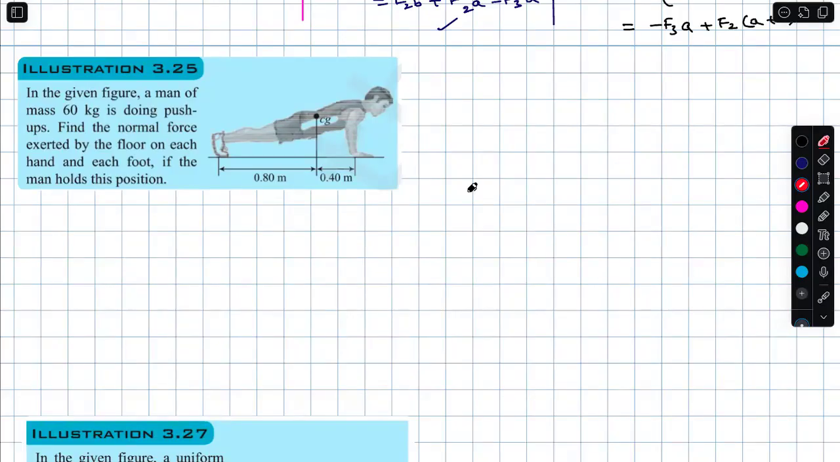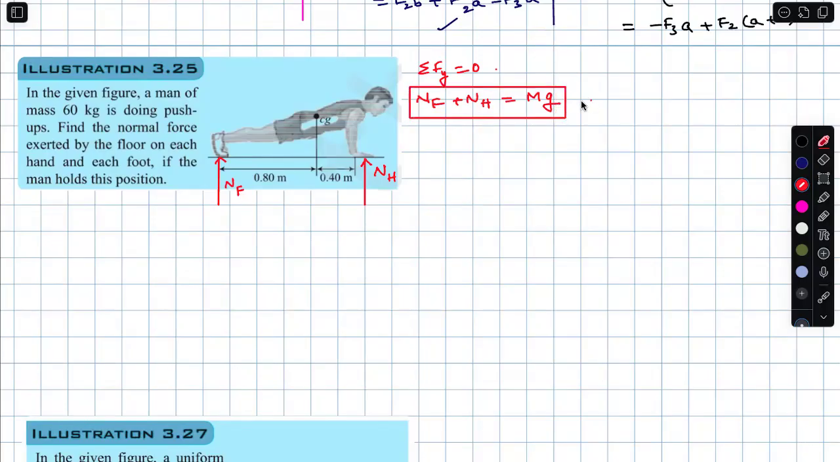So I'll draw the free body diagram here itself. Instead of 2, I'll take one single force. What is this called? N hands. What is this called? N foot. So he is in equilibrium, right? So sigma F is 0. Agreed? N foot plus N hands is equal to mg. Equation 1.